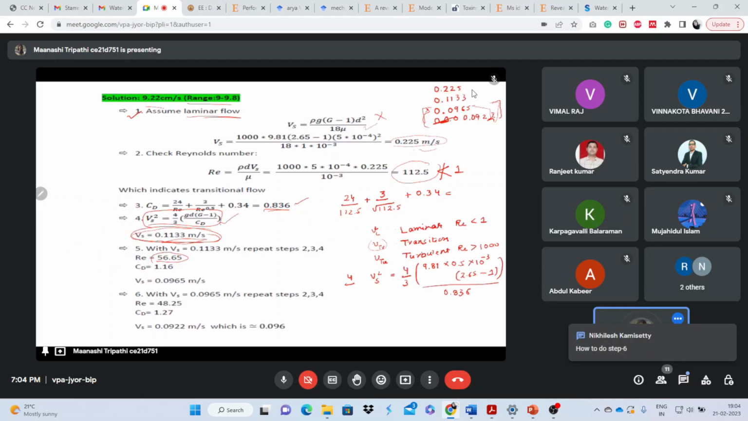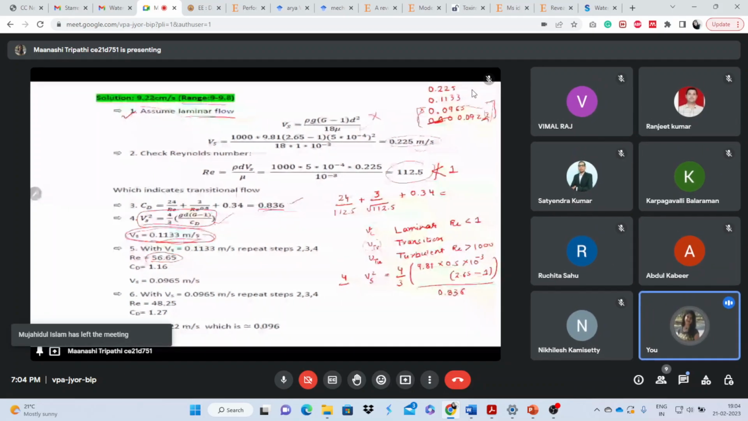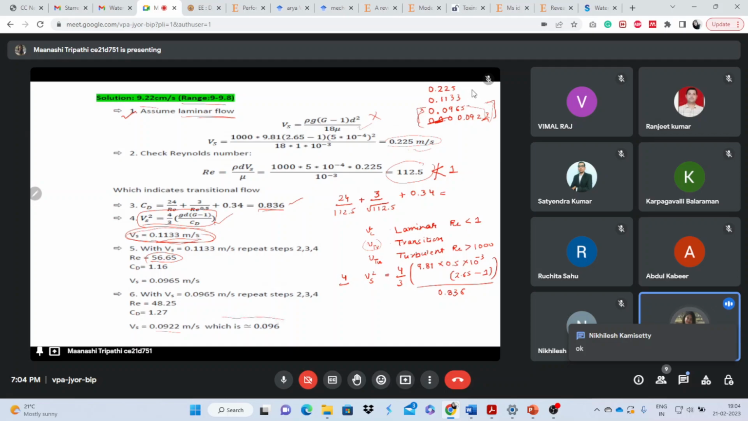How to do step 6? This is the same thing only. Whatever we have done from step 1 to 3, same thing only. Step 6 is also the same. You have to repeat steps 2, 3, 4. You have to find Re again, then the Cd value, then again you have to find Vs. Here it is just written that these two steps, step 5 and 6 Vs, are kind of similar. That's why it is written like this.